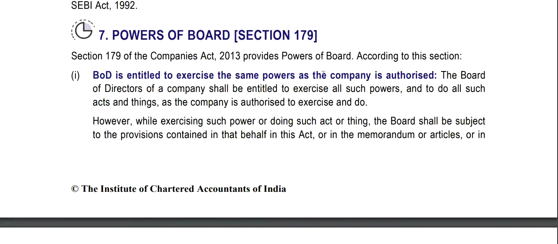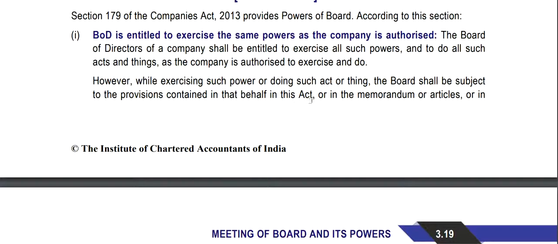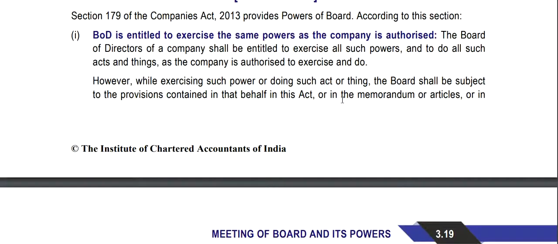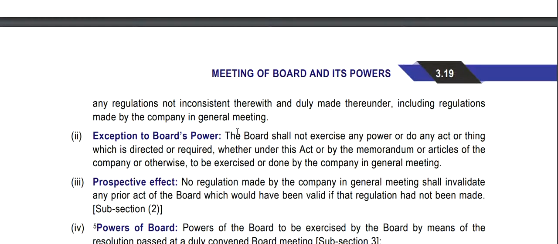Section 179 of the Companies Act provides for the board of directors. According to this section, the board of directors is entitled to exercise the same powers as the company is authorized to exercise. The board of directors of a company shall be entitled to exercise all such powers and to do all such acts and things as the company is authorized to exercise and do. However, while exercising such power or doing such act or thing, the board shall be subject to the provisions contained in that behalf in this Act, that is Section 179, or in the memorandum or articles, or in any regulation not inconsistent therewith and duly made thereunder, including regulations made by the company in general meeting. So the articles of association can restrict certain powers.